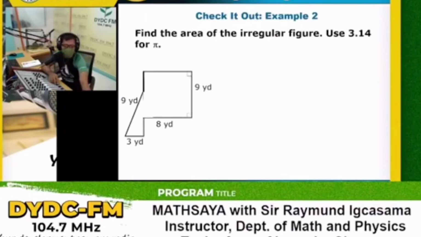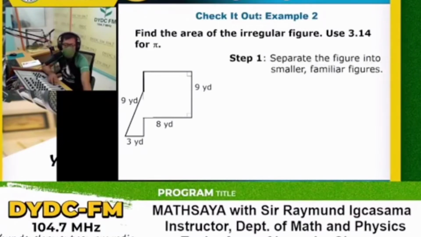So you are given the lengths, no? That's 9 yards, 8 yards, and 3 yards. So I guess we can divide the irregular figure into two figures. Now we can have a square and a triangle. Let's see. Yes, that's correct. Now separate the figure into smaller, familiar figures.